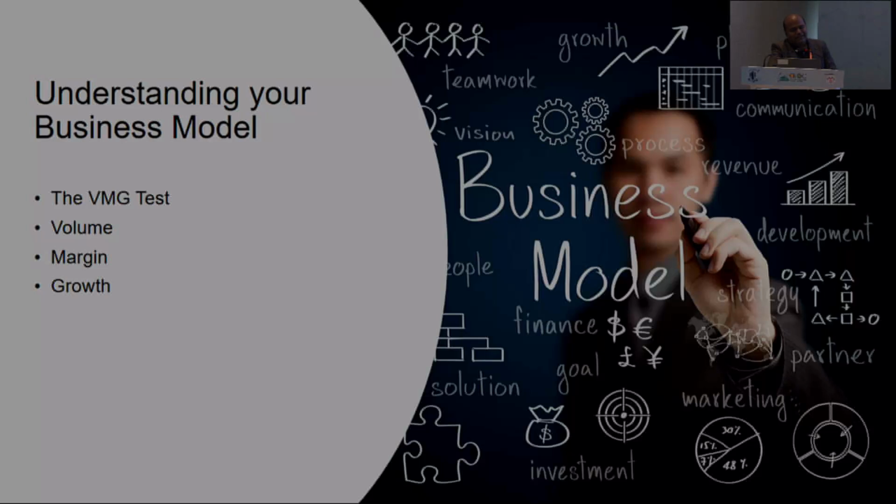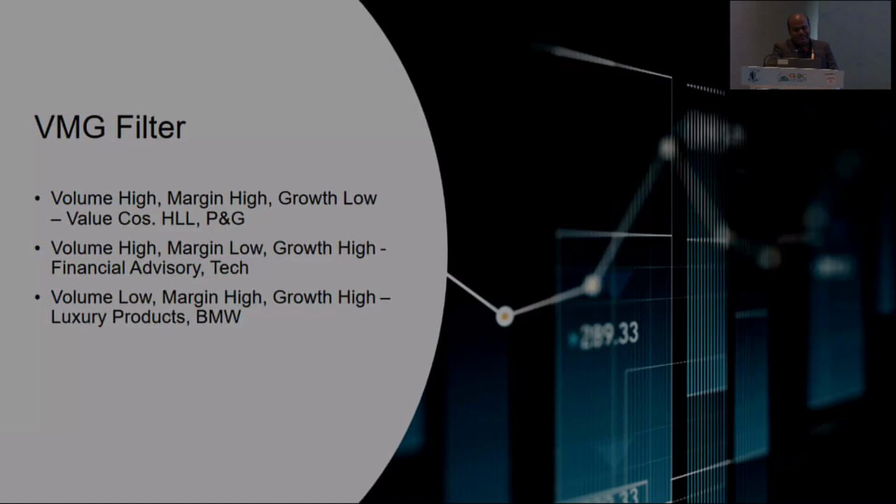I think another important thing is you need to really understand your business model. Business model is based on volume, margin and growth. Volume is the number of patients you can see. Margin is the profit margin you make, and growth is the growth you have. Every business will rotate on these lines, so you have to apply this VMG filter: volume, margin, growth.